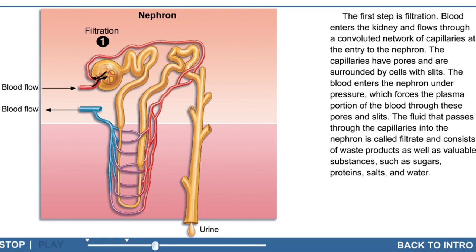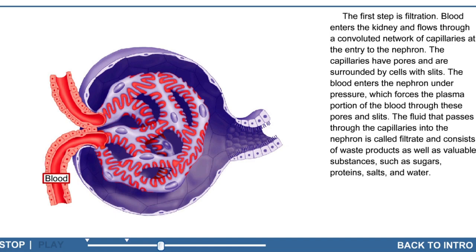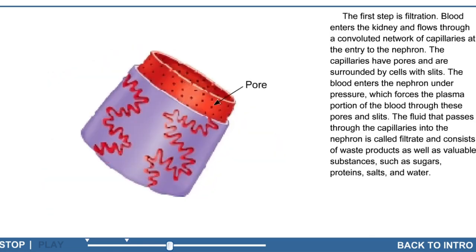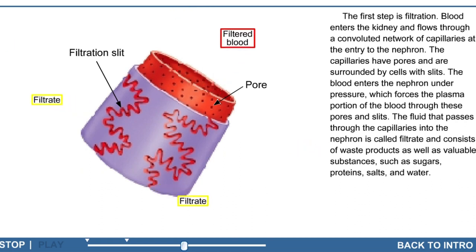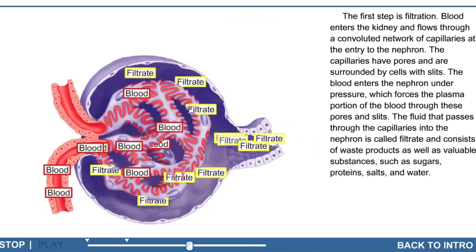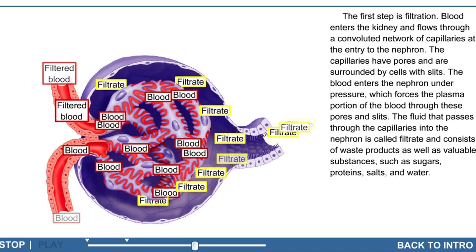The first step is filtration. Blood enters the kidney and flows through a convoluted network of capillaries at the entry to the nephron. The capillaries have pores and are surrounded by cells with slits. The blood enters the nephron under pressure, which forces the plasma portion of the blood through these pores and slits. The fluid that passes through the capillaries into the nephron is called filtrate and consists of waste products as well as valuable substances such as sugars, proteins, salts, and water.